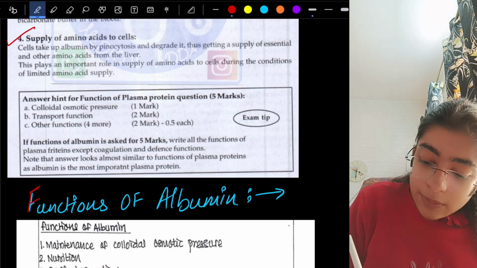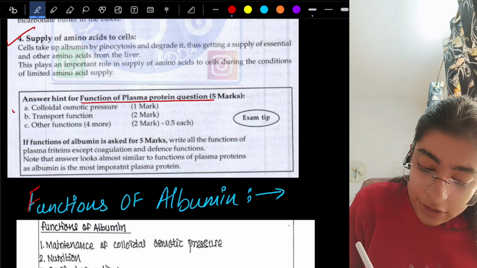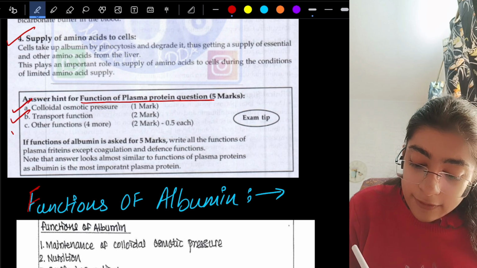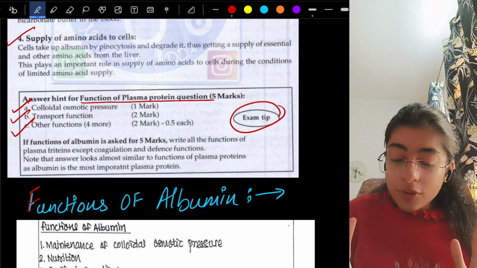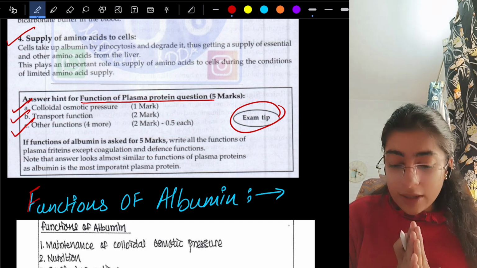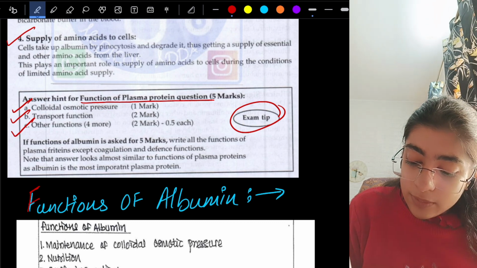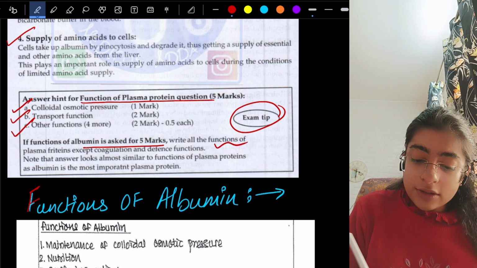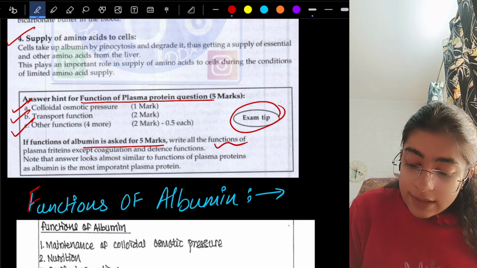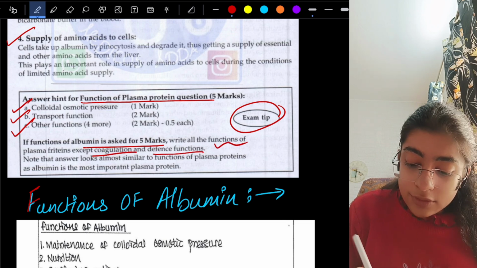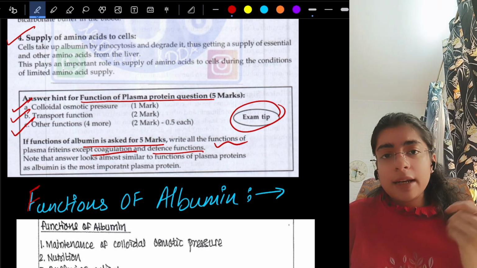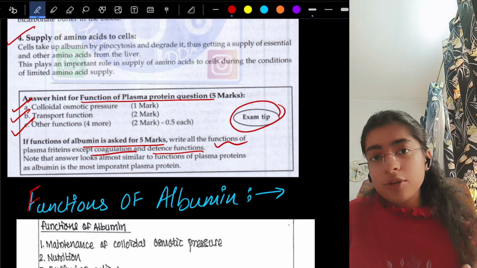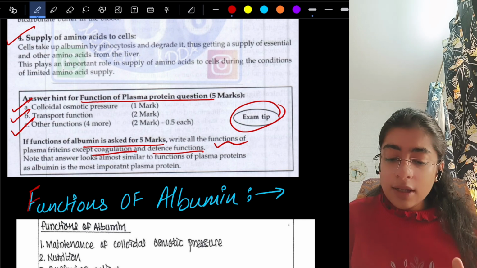Now functions of plasma protein. Now colloidal osmotic pressure, transport function and other functions. This is an exam tip. I got it from the book only. Now you can benefit from it. If functions of albumin is asked for 5 marks, write all the functions of plasma proteins except the coagulation and defense functions. That means, like I told you the functions of plasma proteins, write all except the defense, that is immunoglobulins, and fibrinogen function. Write all.